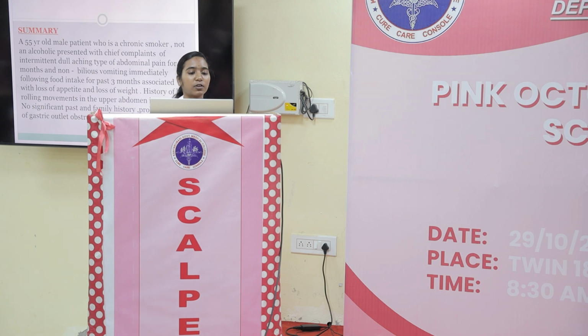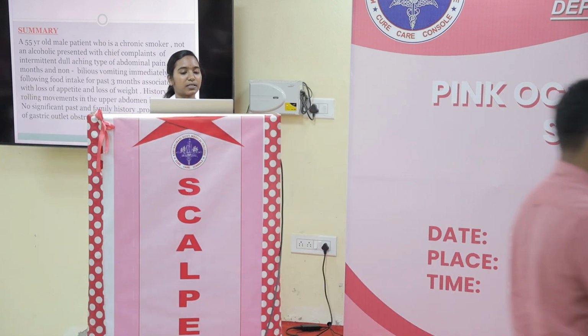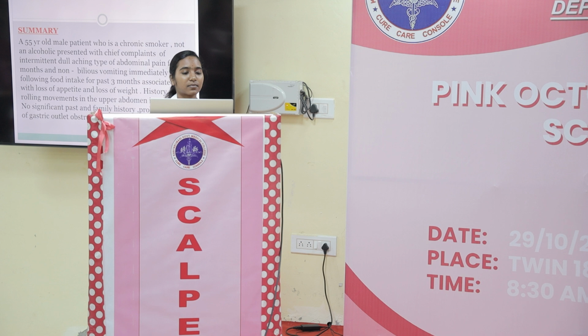Summary, 55-year-old male patient presented with intermittent type of dull aching abdominal pain for past 3 months and non-bilious vomiting immediately following food intake for past 3 months associated with the loss of appetite and loss of weight. History of ball rolling movement is present in the upper abdomen. No significant family and past history. Probably a case of gastric outlet obstruction.